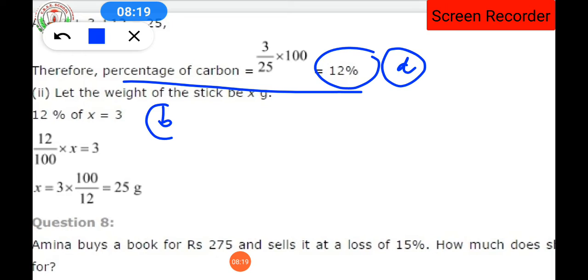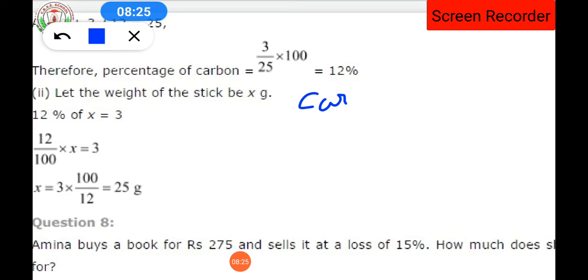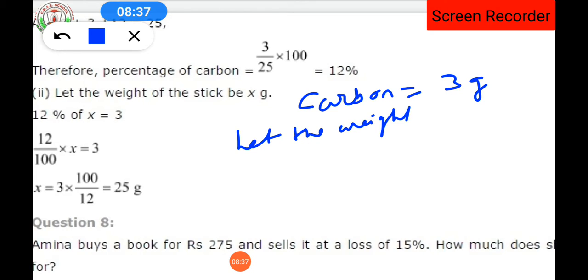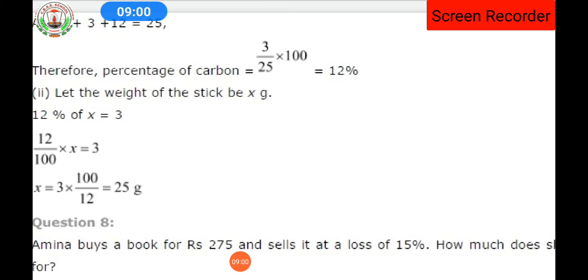Now moving toward part B of question number 7, what we can see here, as it is asked, is that 3 gram of carbon is present in a chalk stick. So what is the weight of the chalk stick? So what we will do, let the weight of the chalk stick be x, we will consider x gram. Okay, so 12%, what is the carbon given as? Carbon percent present in the chalk stick will be 12%, which we found in part A of question number 7. So 12% of x is equal to 3. This thing we have to solve over here in order to get the answer.